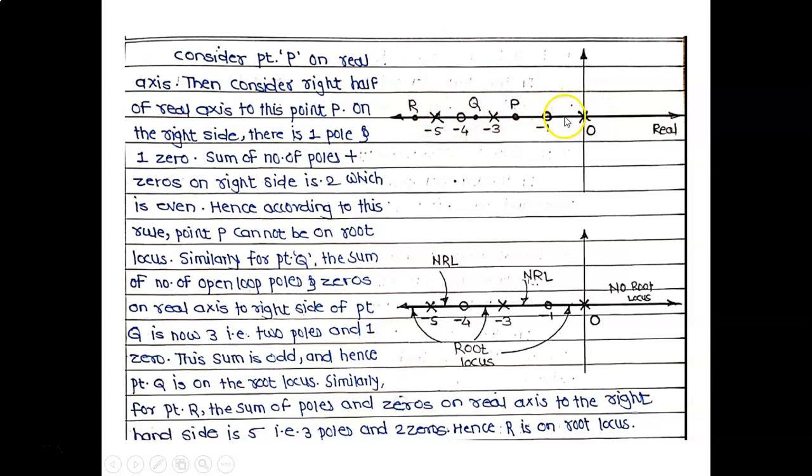Therefore you have to simply understand that if you consider a point, towards right side of that point you have to check how many poles and zeros are there, that is addition of poles and zeros. If addition is odd number, then there exists root locus region between those 2 points. If addition is even number, then there does not exist root locus, that is that region is called as no root locus region. Therefore these are the rules to find out root locus region and no root locus region.